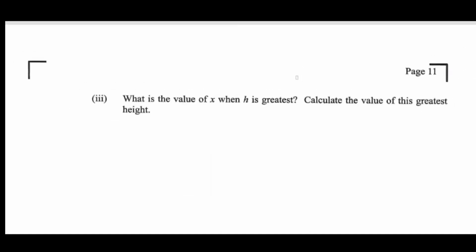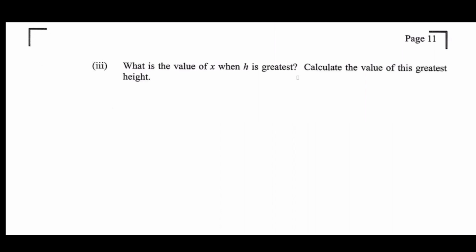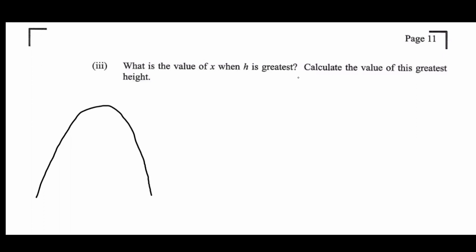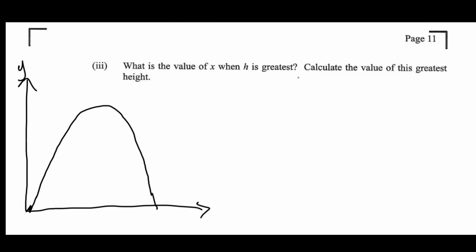All right, what is the value of x when h is greatest, and h is referring to when the height is greatest. Think about our quadratic curve. So I'm going to drop a curve on the side here. If I have a quadratic curve on the side there, we're talking about the height. So this would have been our y-axis there. We have the x-axis there, right? This axis is dealing with the height, and the x-axis is dealing with how far it is from the starting point.